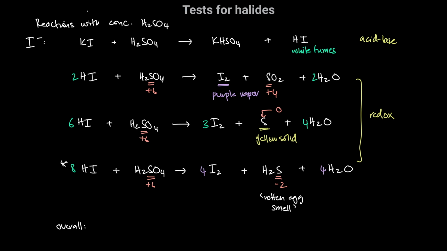8 KI reacting with 9 H2SO4 to form 4 I2, then we have H2S, we have 8 KHSO4, and then we have 4 H2O.